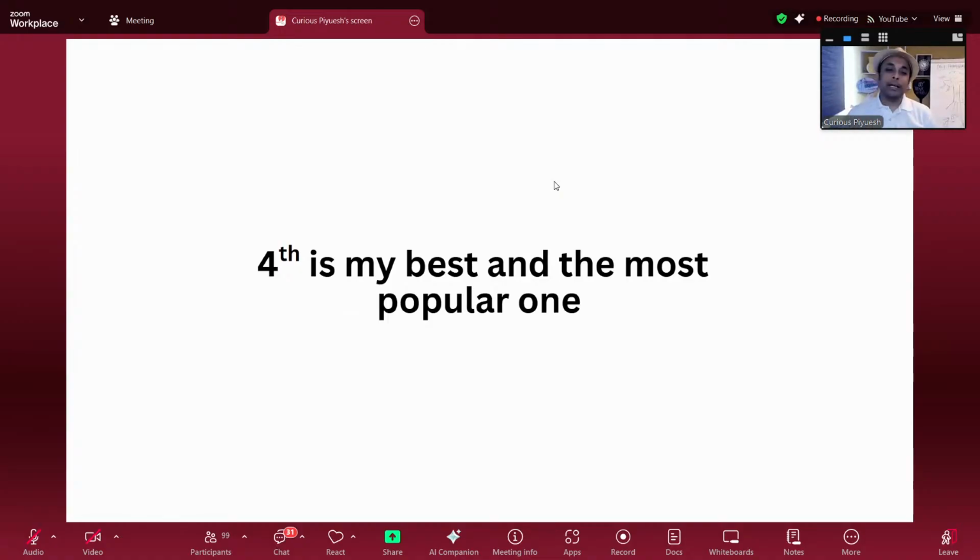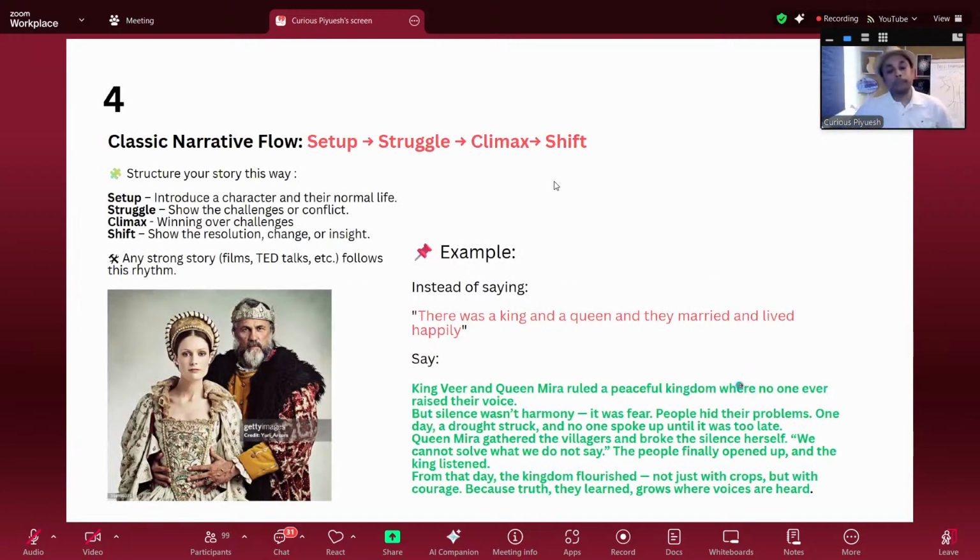But still, let the movie not be interesting, but I want you to be interesting because I want you to build your personal brand on social media. This is the formula here, folks. Listen to this. This is called the classic narrative flow. And this narrative flow basically follows four steps: setup, struggle, climax, and shift. Have you heard of this?